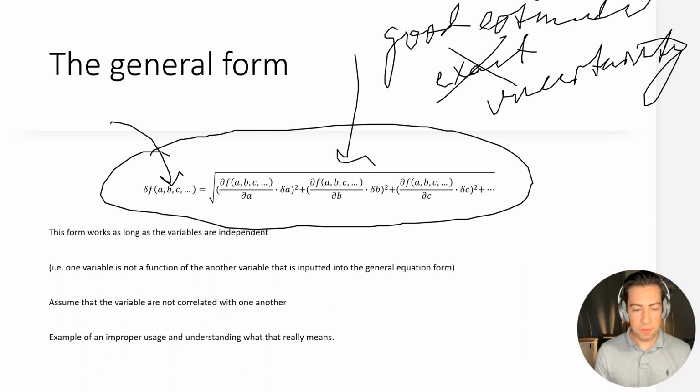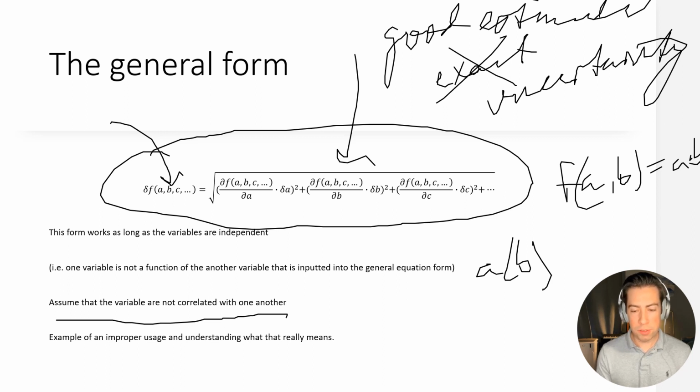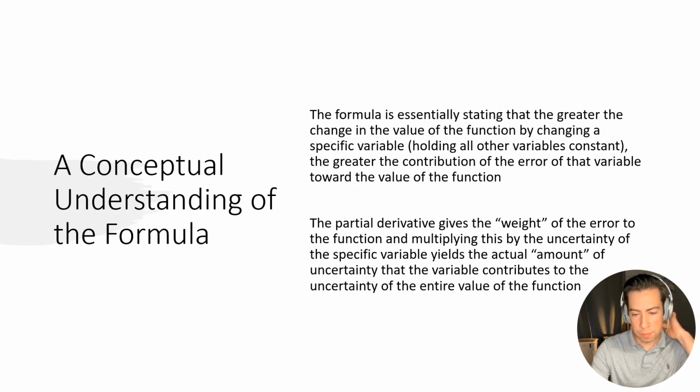And this form, again, is only going to work as long as the variables are independent of one another. Basically what that means is, if I had a function of a and b, like a times b, and a was a function of b, we couldn't use this because they're kind of like the same variable. We have to assume that the variables are not correlated with one another. An example of improper usage would be if you plugged in two variables that were actually functions of one another. But this typically doesn't come up, so let's get into the next one.